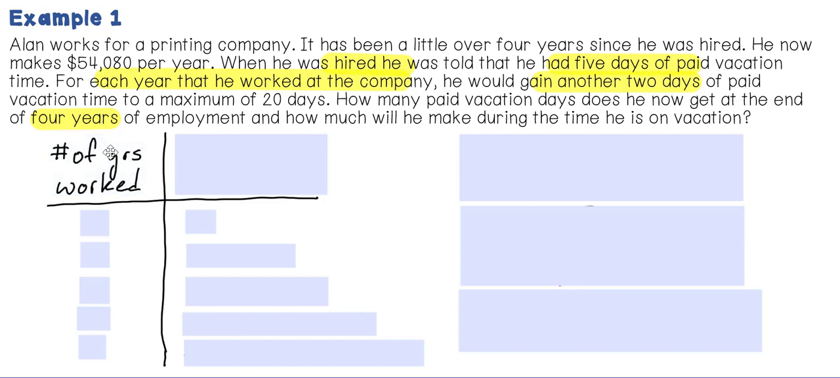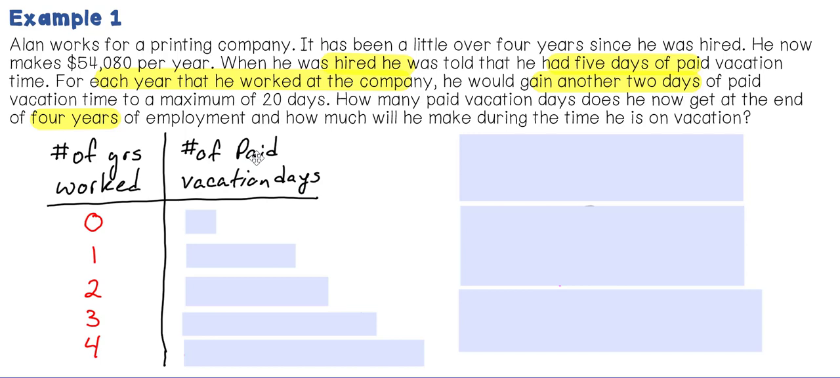I will start with the left column as the number of years worked: 0, 1, 2, 3, 4, because we're looking for up to 4 years. In the second column, it'll be the number of paid vacation days. What we highlighted says he starts with 5 days. After that, he gets another 2 each year to a maximum of 20 days.